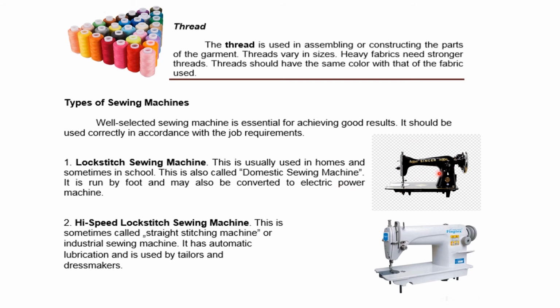Number 2, we have the high-speed lock-stitch sewing machine. This is sometimes called straight stitching machine or industrial sewing machine. It has automatic lubrication. It is used by tailors and dressmakers. So, ito yung high-speed lock-stitch sewing machine. So, makikita mo yung pinagkaiba ng dalawa.